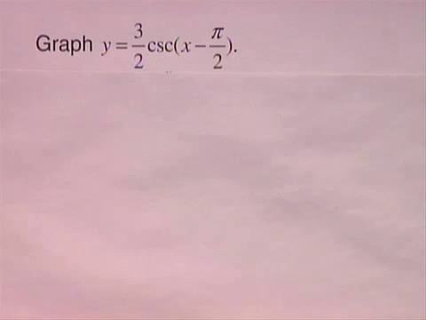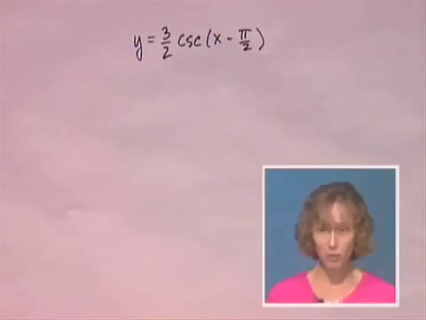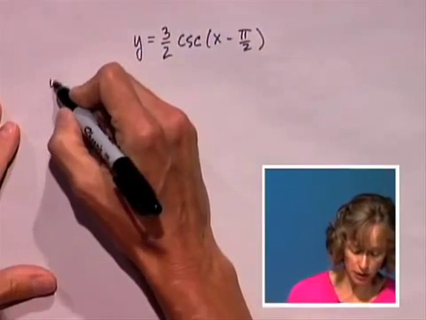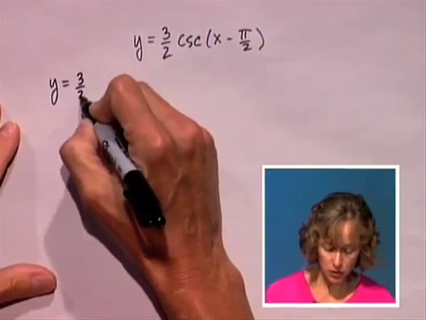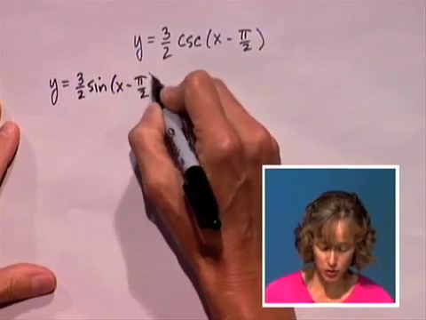Let's graph a cosecant function. We want to graph y equals 3/2 cosecant of x minus pi over 2. One thing to do with the cosecant is to remember that it's the reciprocal of the sine. And so we're going to start by analyzing 3/2 sine x minus pi over 2.